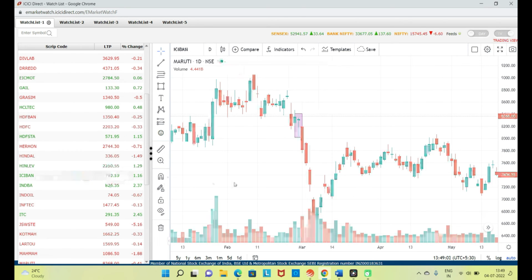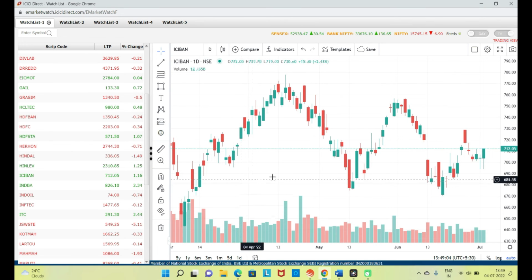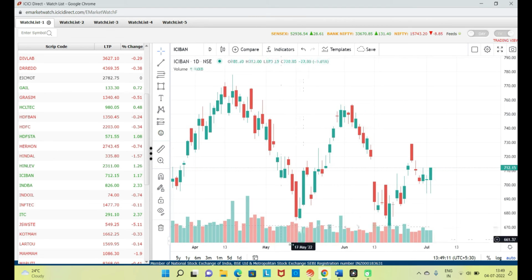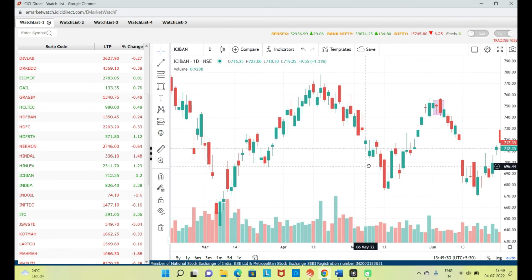Let me pick ICICI Bank and see if it is there. Yes, here you can see the trend is up. You can find a hanging man here. Let me just show you this. Yes, the hanging man is here, and after that you can see the trend has reversed. The stock has fallen from there. So let's see if there is any other.